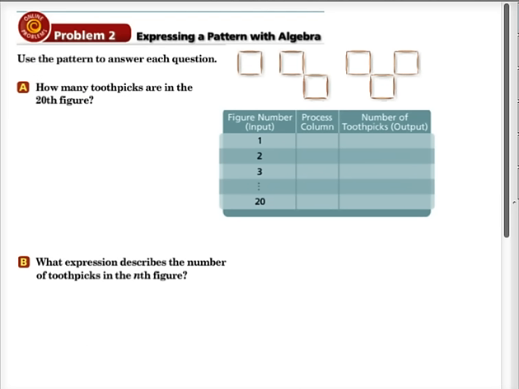All right, flip the page. So this next one is visual, but we are going to be throwing some numbers into it this time. So use a pattern to answer each question. How many toothpicks are going to be in the 20th figure?